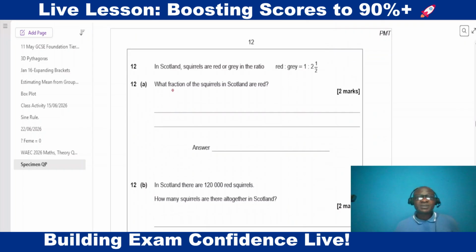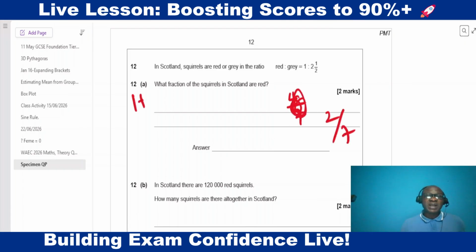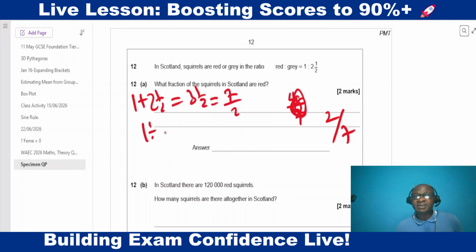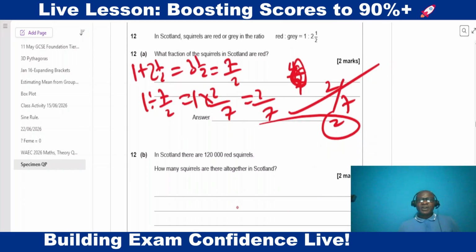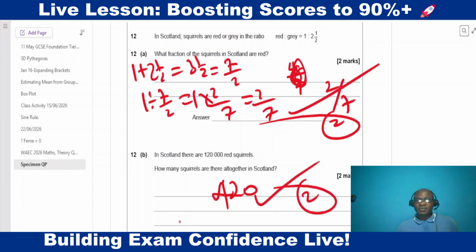So next one is number 12. What do you have as your result? 2/7. Did you say 4 over 7? 2 over 7 is the correct fraction, because if you add 1 and 2.5, you get 3.5, and 3.5 is the same thing as 7 over 2. So the ratio is 1 divided by 7 over 2. That is 1 multiplied by 2 over 7 equals 2 over 7. So give it 2 marks. What about number 12b? 420,000. Yes, 420,000 will be correct if you use this 7 over 2 on it. So that is correct. 2 marks.